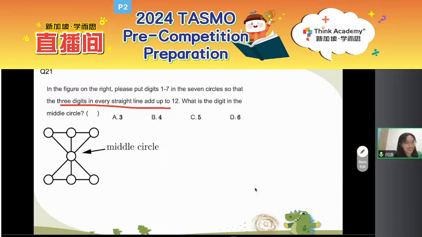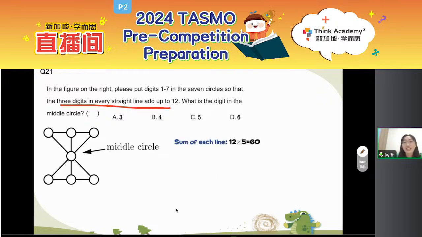So hard. Some students say, wow, so many lines here. Okay, what is the middle number? Okay, good job. So here, let's check.